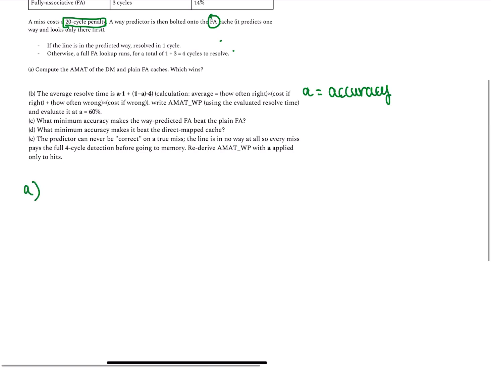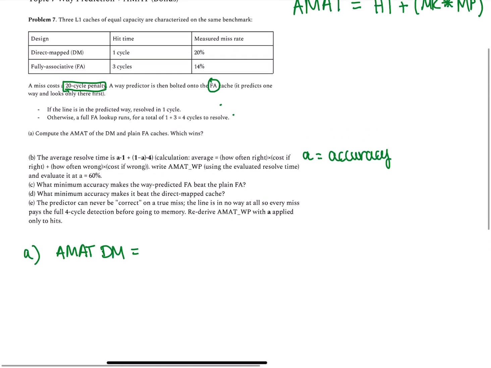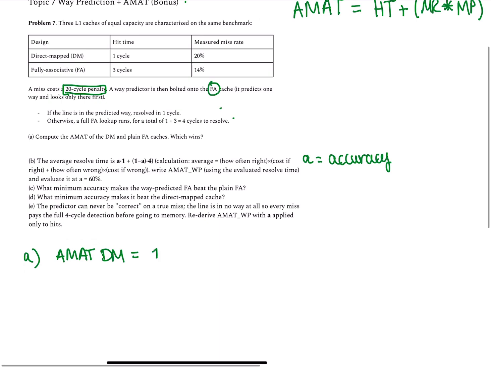So we can just use the AMAT formula, and we can do direct mapped first. And so our hit time is 1 cycle. I have the formula up here, you guys can look at that too, plus the miss rate is 0.20. And what is the miss penalty? We say a miss costs 20 cycles, so it's 0.20 times 20, and we get 5.